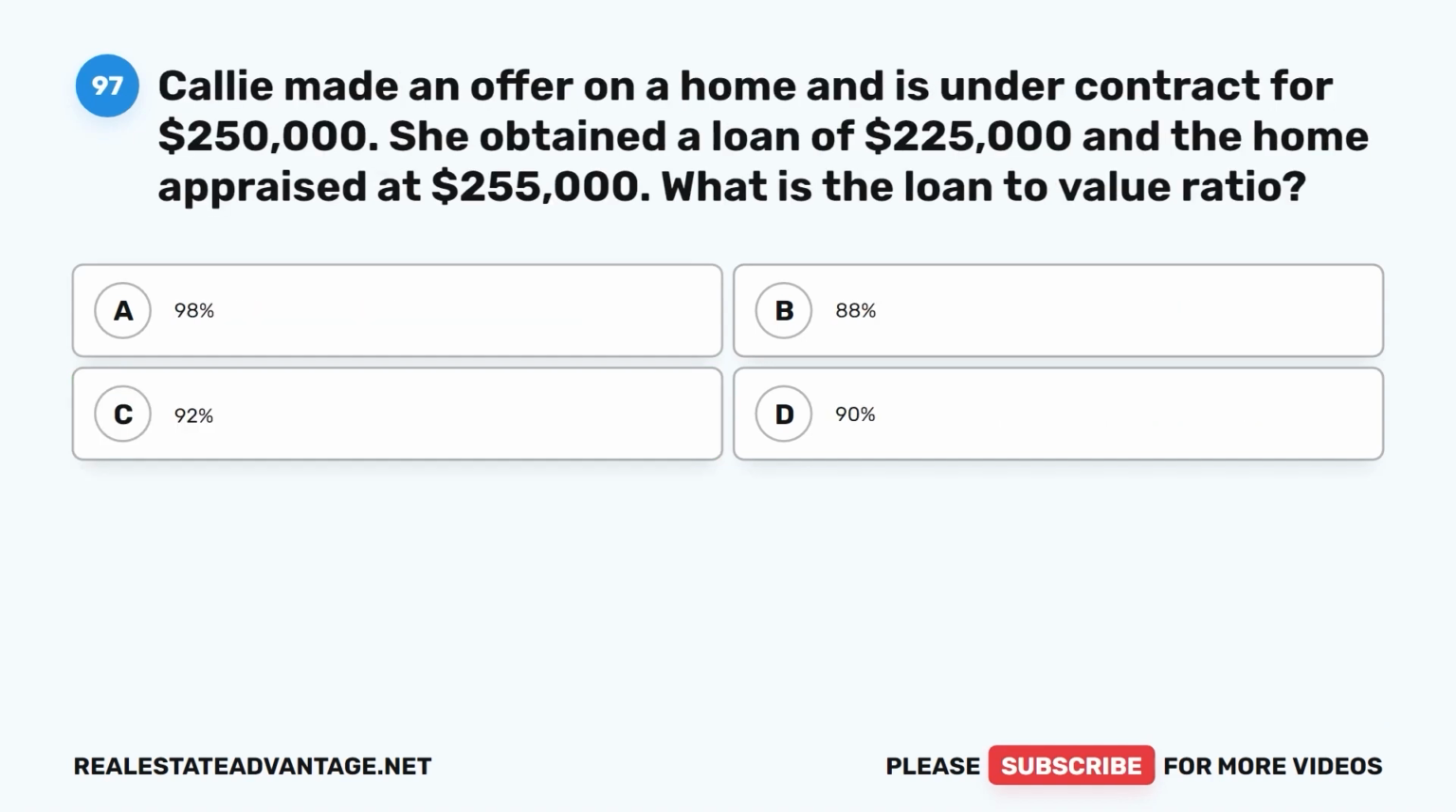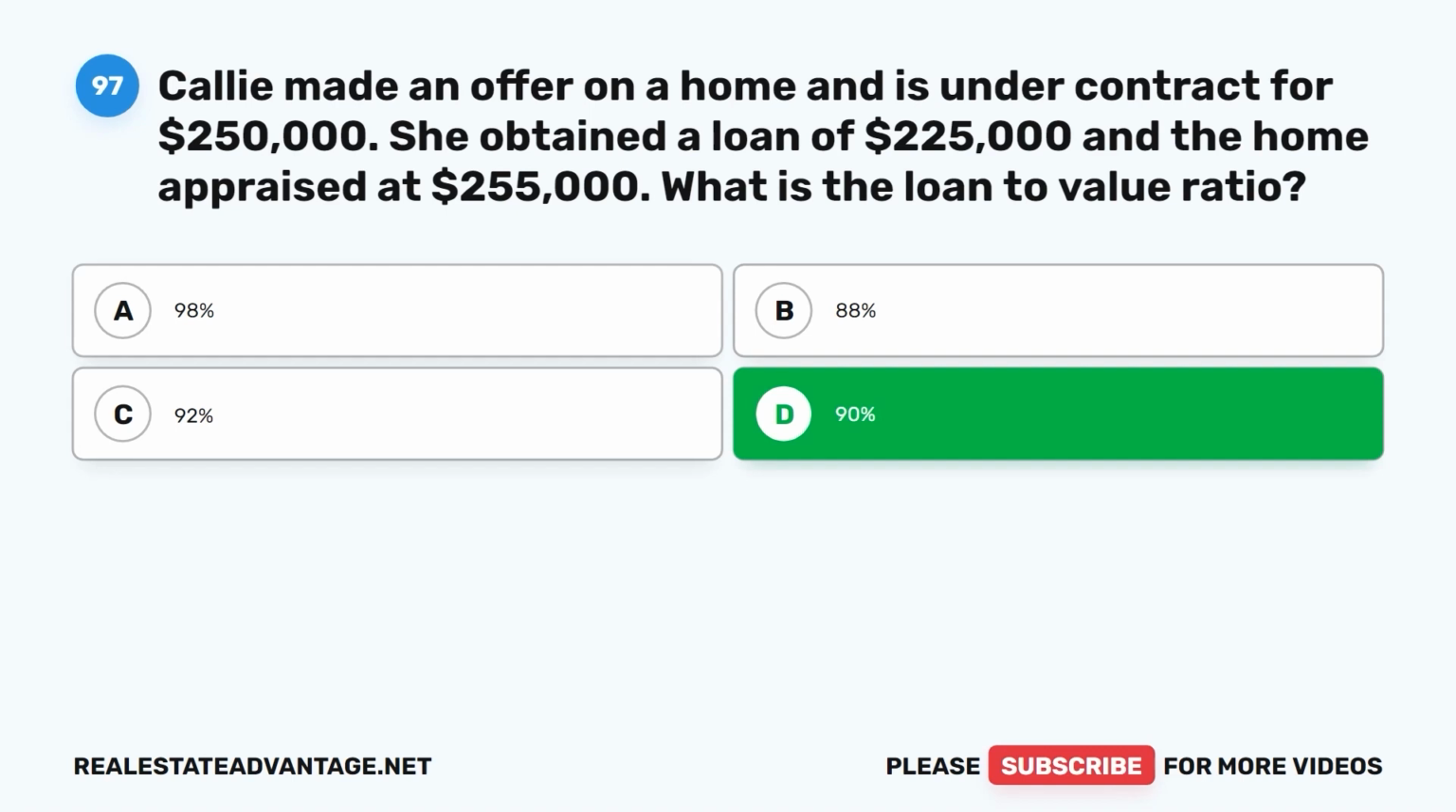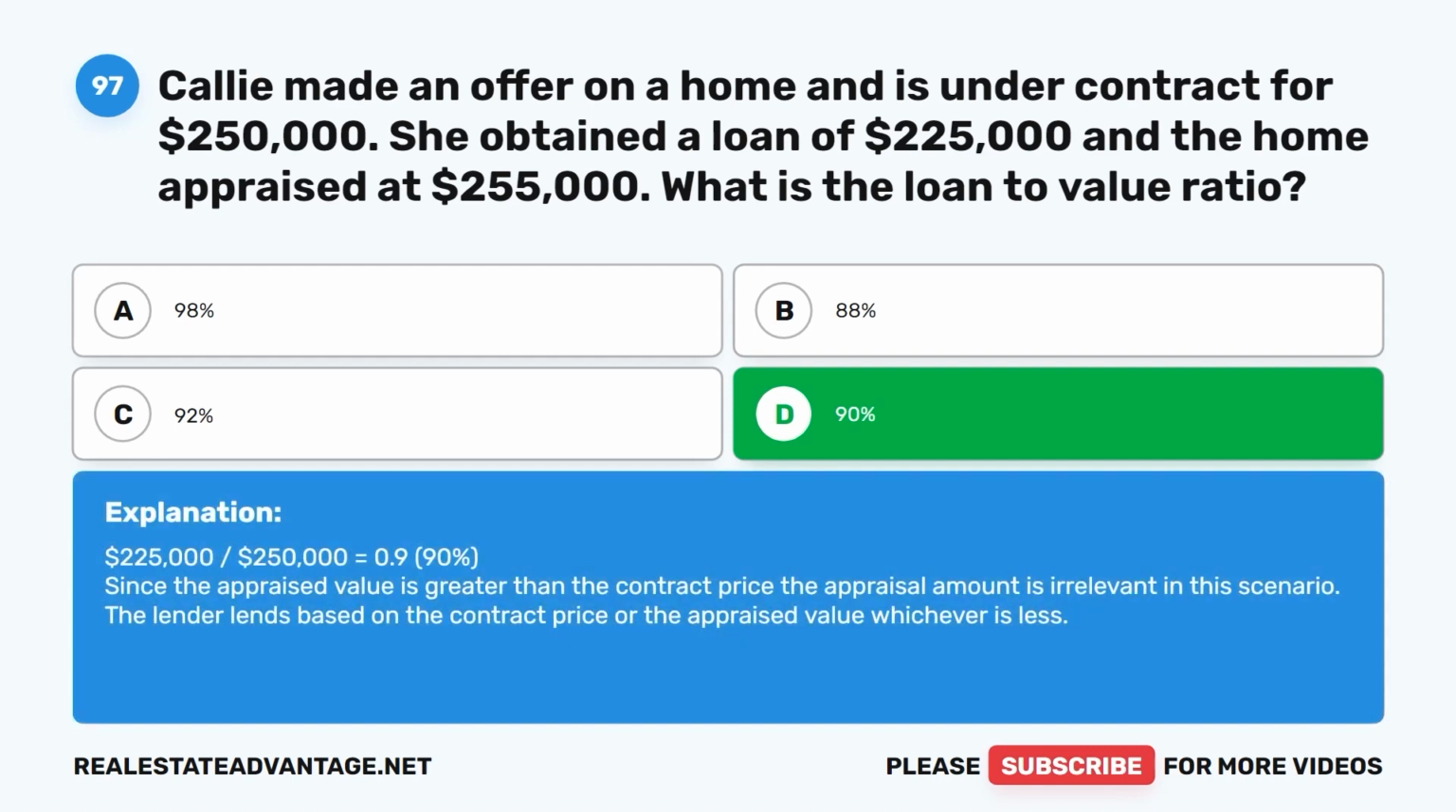Question 97. Callie made an offer on a home and is under contract for $250,000. She obtained a loan of $225,000 and the home appraised at $255,000. What is the loan-to-value ratio? A. 98%. B. 88%. C. 92%. D. 90%. The correct answer is D. 90%. $225,000 divided by $250,000 equals 0.9, or 90%. Since the appraised value is greater than the contract price, the appraisal amount is irrelevant in this scenario. The lender lends based on the contract price or the appraised value, whichever is less.